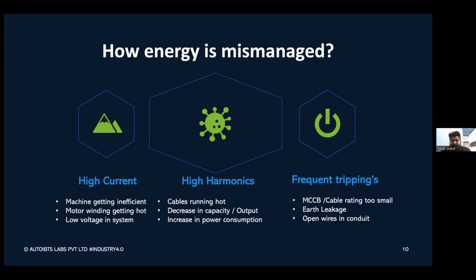Then harmonics, as I mentioned, harmonics can be a huge problem in a lot of industries where VFDs are used, servos are used. So harmonics can cause a lot of problems. Some of the problems that it can cause is cables running hot for no reason. Even if your cable is at a lower current, it will still get hot.